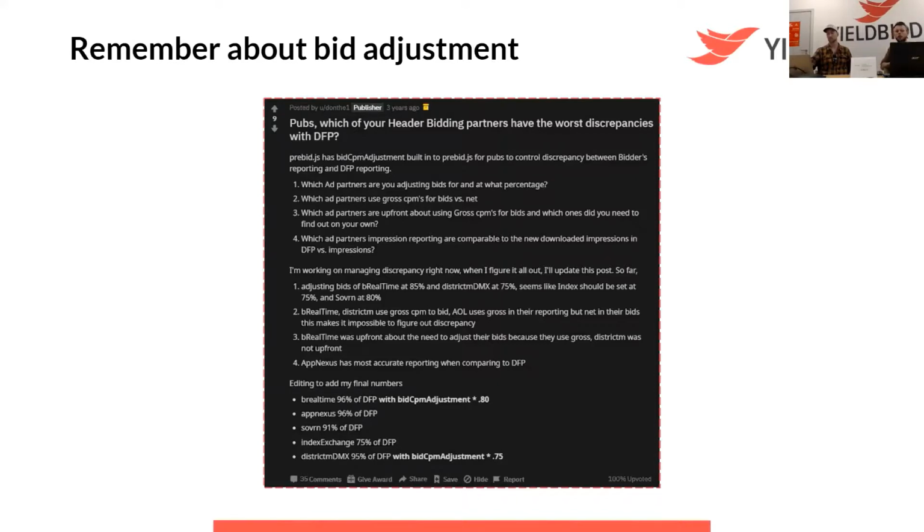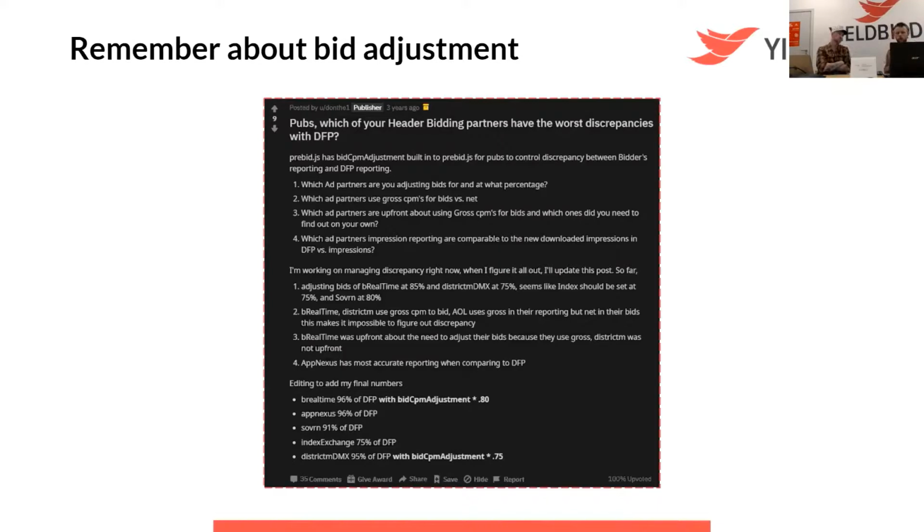And they talk a lot about discrepancies in different kinds of things, but a lot of discrepancies come between SSP level and DFP level, or at manager level, still like whole thinking. So you see $10 on Index or Rubicon, and you see on GAM 12 or 15, and you're wondering why.